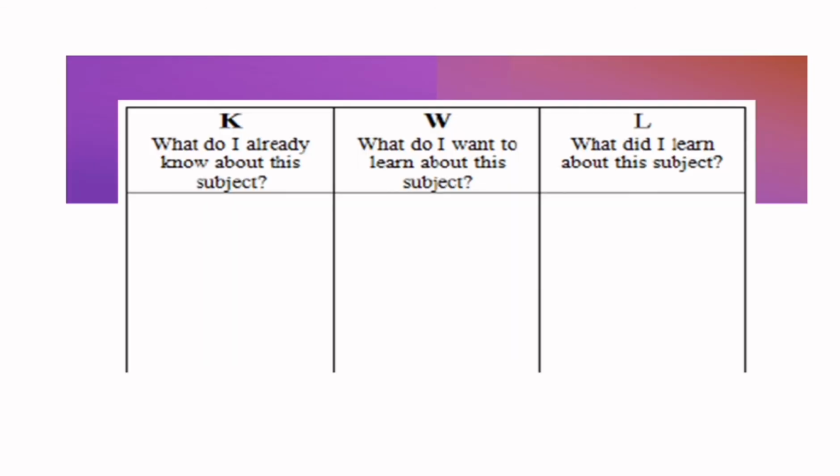So, now, we have the KWL chart. Pag sinabing KWL chart, K stands for know, W for want, and L for learn. Sa K, what do I already know about this subject? W, what do I want to learn about this subject? And L, what did I learn about this subject? So, sa asynchronous class, pinasagot ko na yung KW. So, now I want you to answer the letter L.